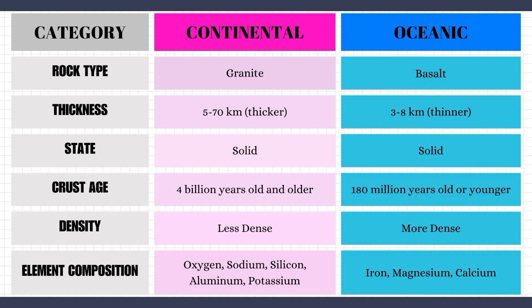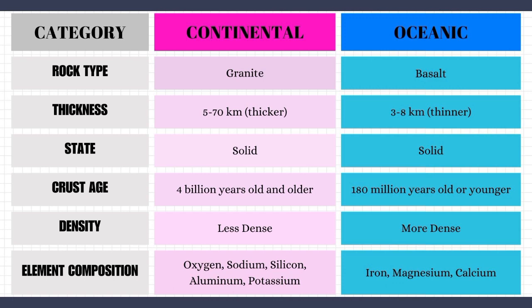Then sa thickness naman, continental crust is 5 to 70 km thick compared sa 3 to 8 km na mas thinner na crust. Both continental and oceanic crust are solid in terms of their state. Then, as what I've said earlier, ang continental crust is older jud siya compared sa oceanic crust. Tapos, based naman sa density, ang continental is less dense while ang oceanic is more dense.